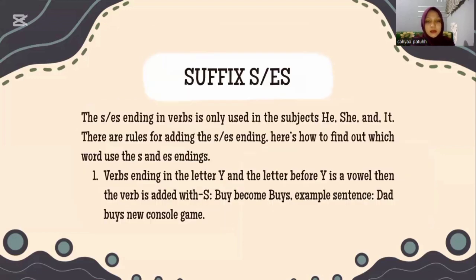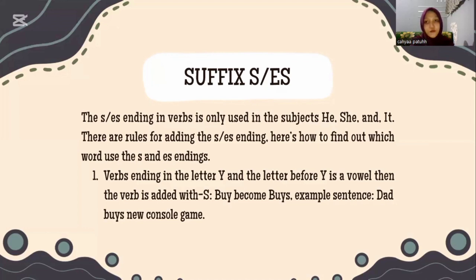The next slide is about the suffix s or es. The s or es ending on the verb is only used with the subjects he, she, and it. There are rules for adding the s or es ending. Here's how to find out which word takes the s or es ending.